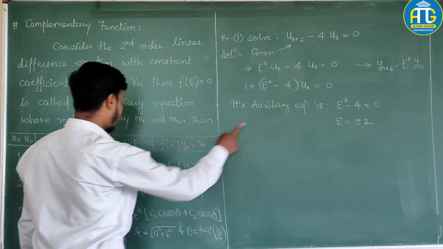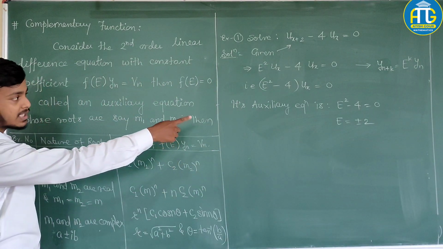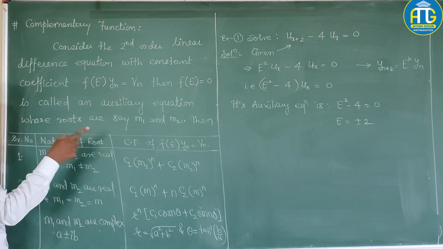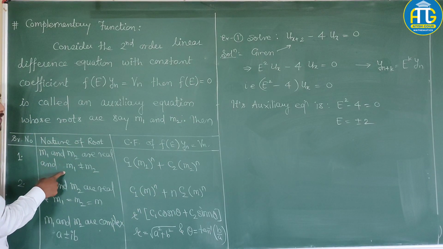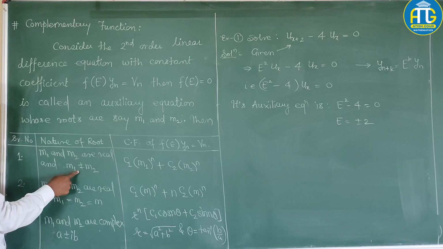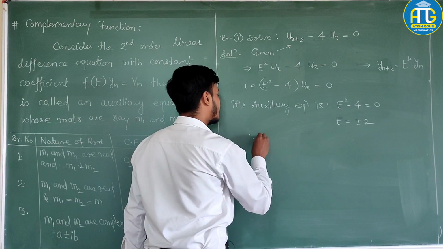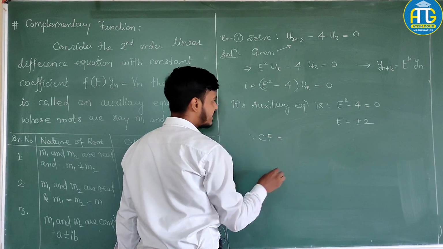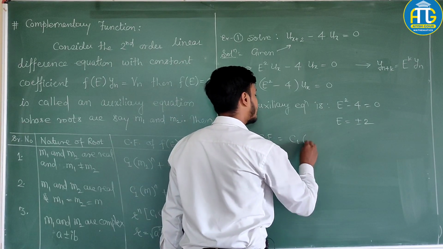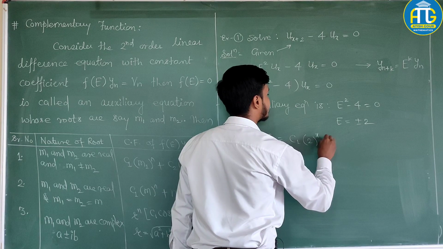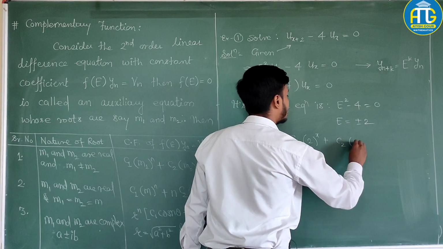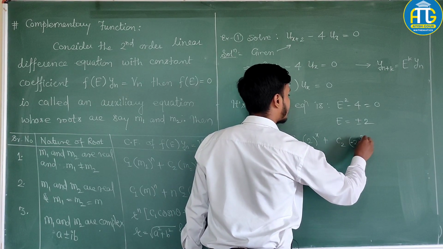So as the roots m1 and m2 are plus 2 and minus 2, they are different, so this falls under the first condition of this table. So what would be the complementary function? Therefore the complementary function is C1 2 to the power x plus C2 (minus 2) to the power x.